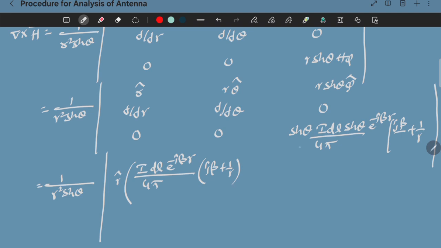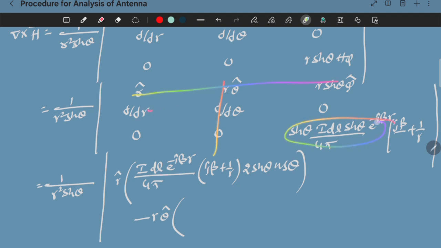Now it is sin square theta. Sin theta, sin theta, sin square theta. Perform the differentiation with respect to theta. So what we'll get? Sin square theta means 2 sin theta cos theta. So 1 is over. Now close the bracket. Put minus r into theta cap. Open the bracket. Now remove this column, remove this row, perform the differentiation of this one with respect to r.